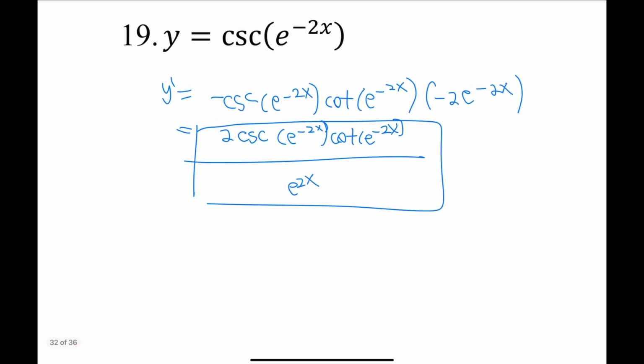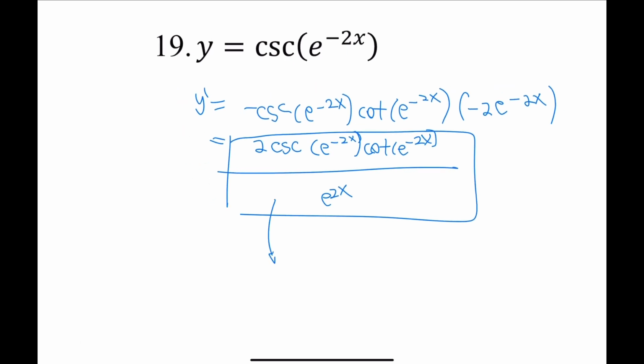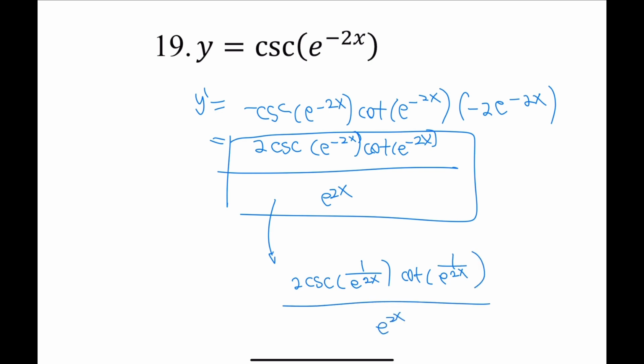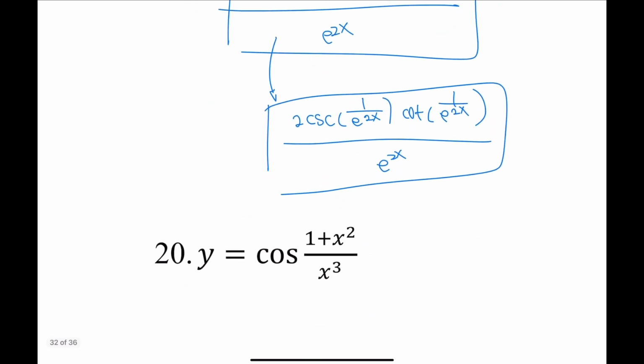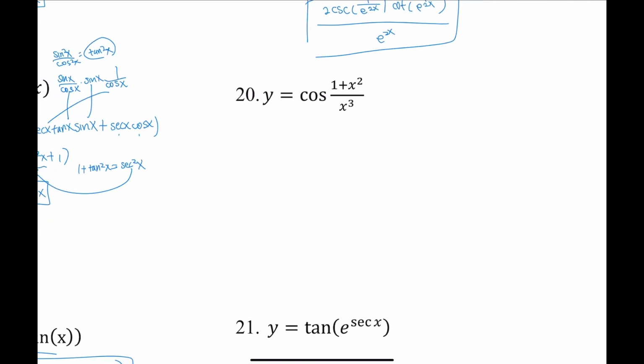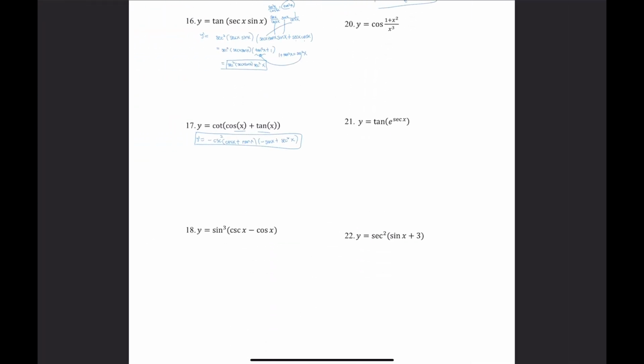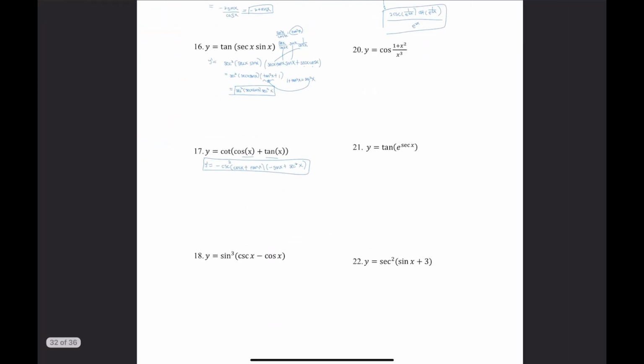I mean, some teachers don't approve of having negative exponents in your answers, so we can try to change that all to 2 times cosecant e to x over 1 times cotangent e to 2x, and all over e to the 2x. Okay, and then we have until 22. Oh, actually we missed 18.